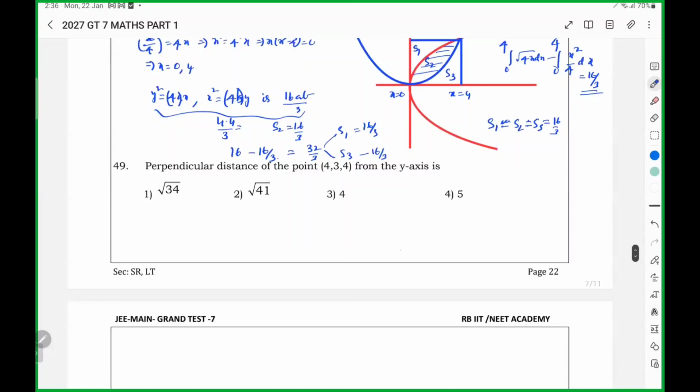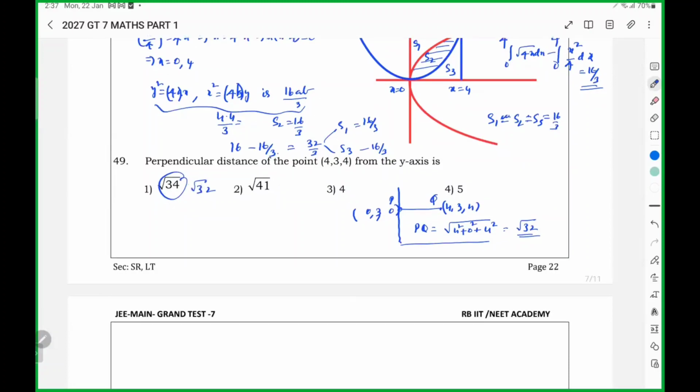So, perpendicular distance from a point to the y-axis. Here the y-axis is this. If you consider this point, x0, z0, 3, see, this is PQ, 4 square, right? So here it is root 32. This option is not there, so you get marks.